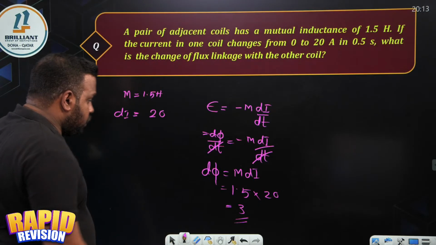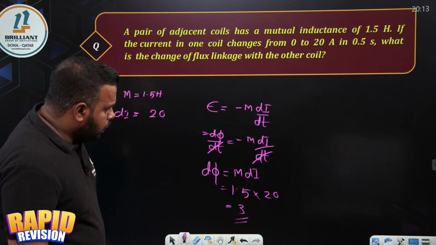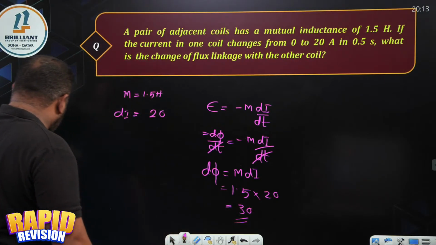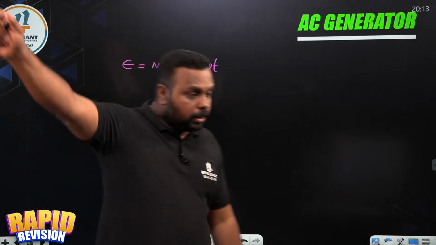Okay, one second. Is there any mistake in the previous question? Yeah, so the last answer is 30. It is not 3, it is 30. 15 into 2, right? Okay, thanks.